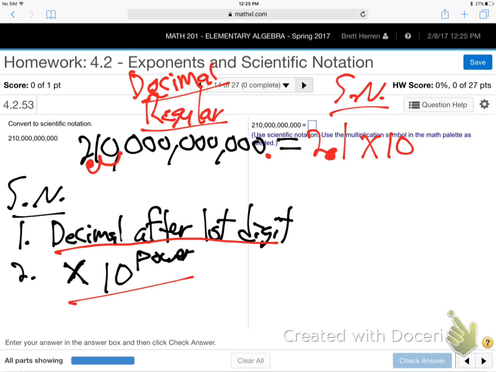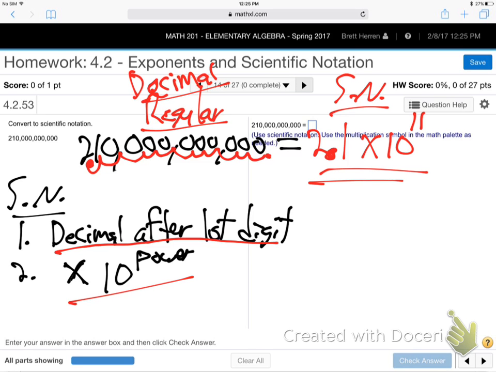Well, 1, 2, 3, 4, 5, 6, 7, 8, 9, 10, 11. 11 places to the right. There's our answer. Does that make sense? So you just take the number and rewrite it with the decimal after the first digit. But then you think, okay, that's not really where it goes. I've got to give it times 10 to some power, which will put it back where it really belongs. If it was put here after the 2, how many places to the right? 11 places to the right. So you make it 11 power.